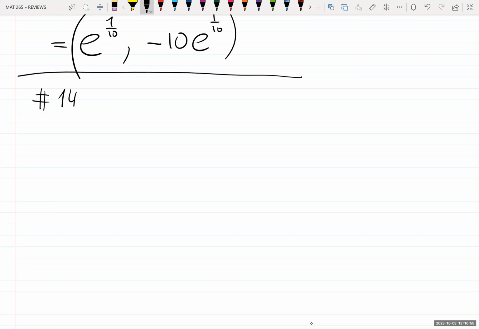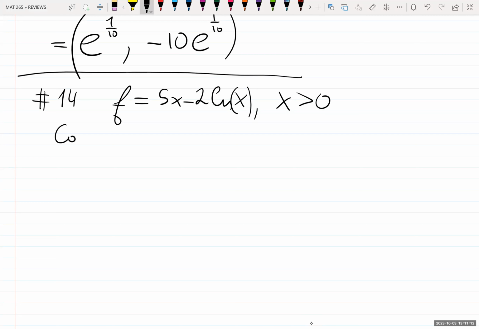Number 14, they have f equals 5x minus 2 ln x. And they even tell you that x is positive. Well, duh, because if you have ln with x as an input, that means x has to be positive. Use interval notation to find concave up, concave down. Okay, let's do that. But in general, can you do everything? Can you find intervals of increasing, decreasing, critical points, and then concave up, concave down, and points of inflection? Can you do all of this?